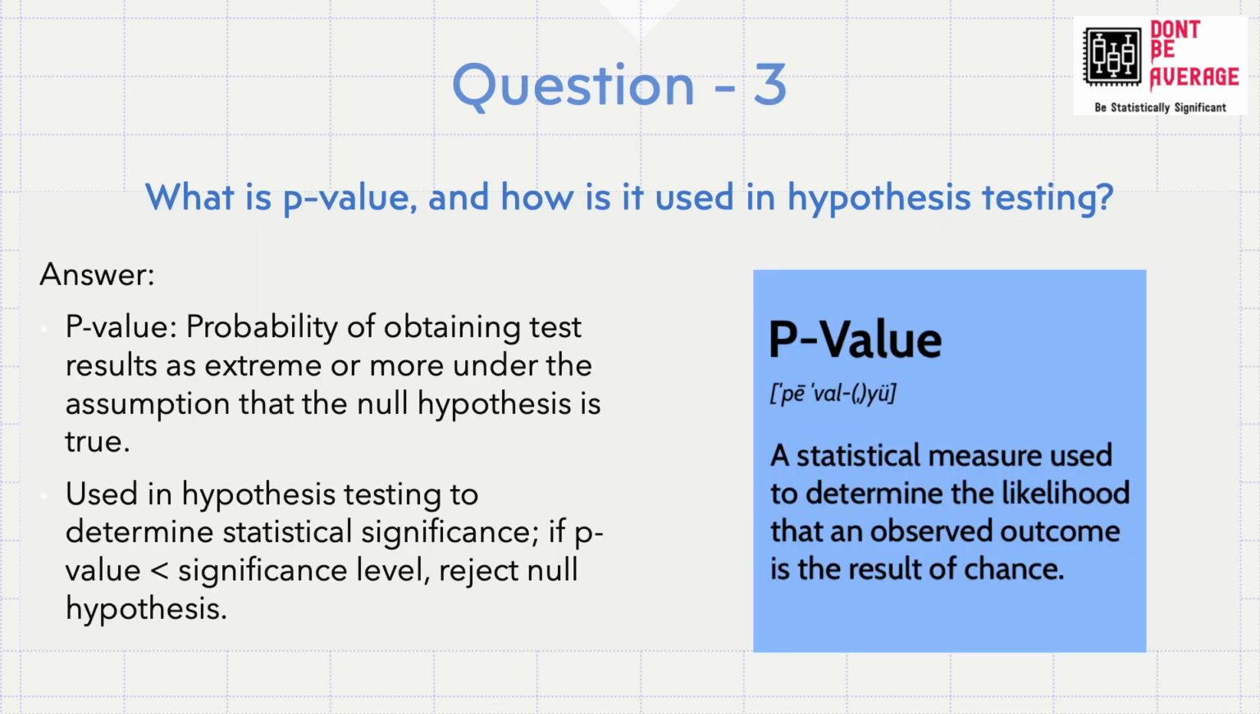What is p-value and how is it used in hypothesis testing? P-value is a statistical measure that is used to determine the likelihood that an observed outcome is the result of chance. Now, how is it used? It is used in hypothesis testing to determine the statistical significance. So if p-value is less than the significance level, which is sometimes 0.05 or 0.025, if that is the case, then we reject null hypothesis. That is how we use p-value in statistical testing.